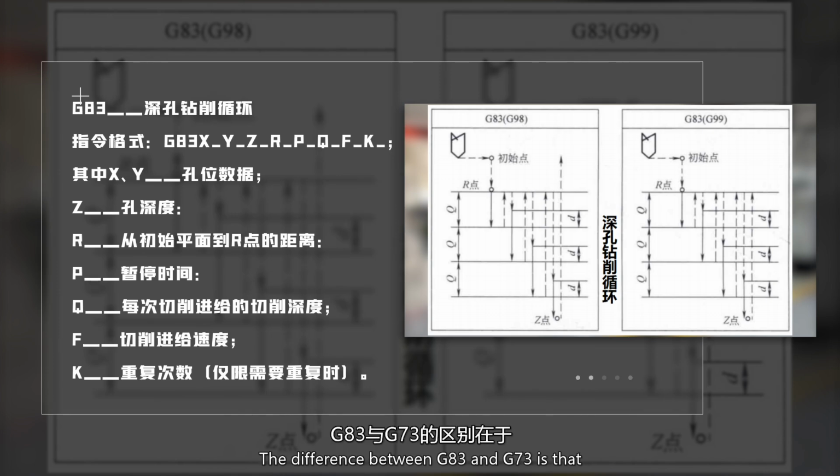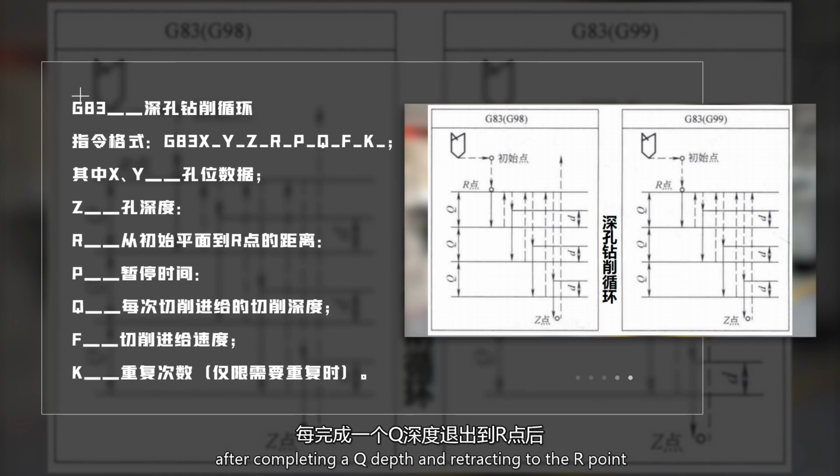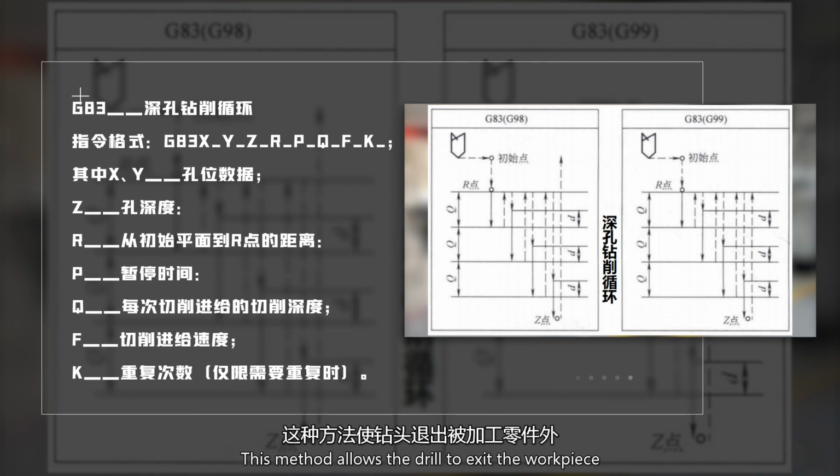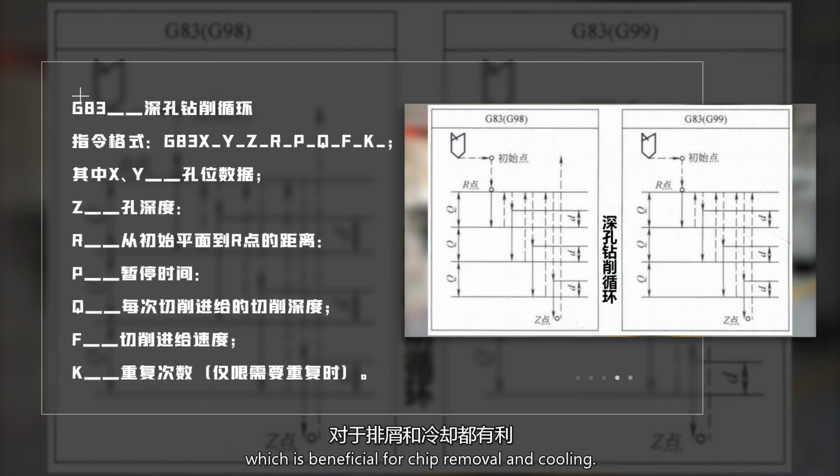The difference between G83 and G73 is that after completing a Q depth and retracting to the R point, the tool quickly advances to point D and switches to cutting feed. This method allows the drill to exit the workpiece, which is beneficial for chip removal and cooling. Therefore, the G83 command is suitable for high-speed deep hole machining.